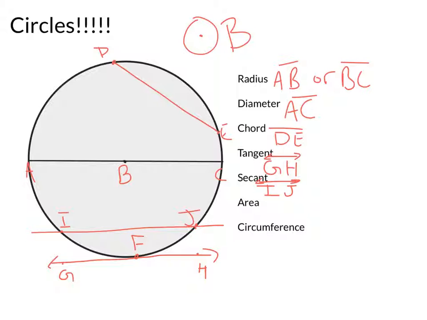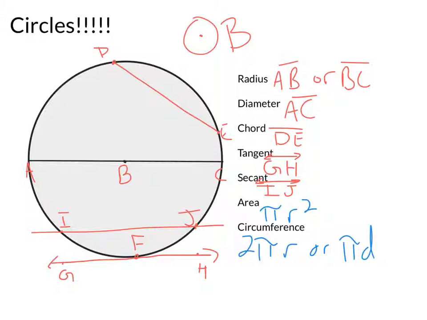Alright. Time for some formulas. Area. If you don't remember that, write it down. Pi r squared. Circumference. Either 2 pi r or pi times your diameter. Why do those both work? Well, my diameter is just double my radius. My radius is half the length of the diameter. So I've got two formulas for circumference.